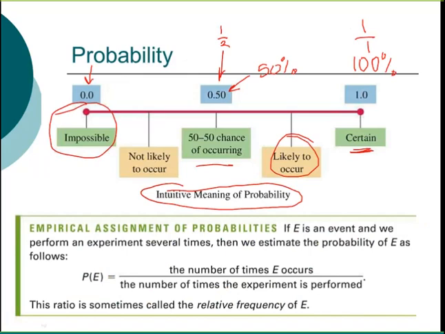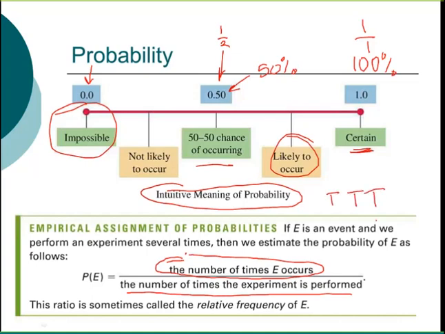Empirical assignment of probabilities, we've got a difference between experimental and theoretical. Experimental is just the number of times it actually happens over the number of times that an experiment was performed. In other words, if I flip a coin 3 times and I get tails, tails, tails, what's the chance that I got tails? Well, it was 3 out of 3 tosses, so it's a 100% chance that I got tails. I know that's weird because you're like, well, it's 50-50.